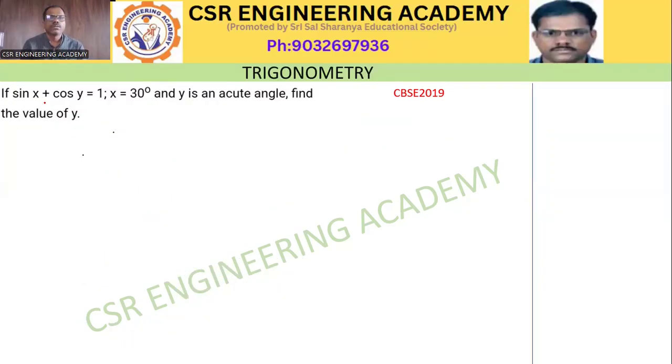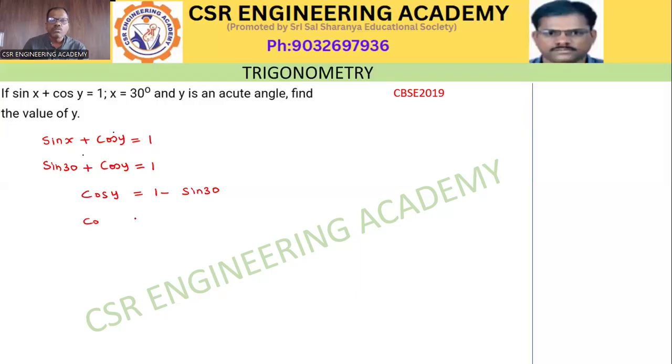If sin x + cos y is equal to 1, x is equal to 30 degrees, and y is an acute angle, find the value of y. Given sin x + cos y is equal to 1. Here x is equal to 30 degrees, that is sin 30 degrees + cos y is equal to 1. Cos y is equal to 1 minus sin 30 degrees.